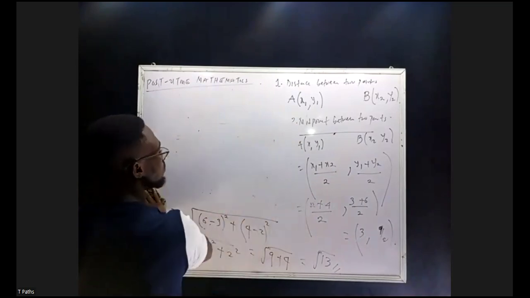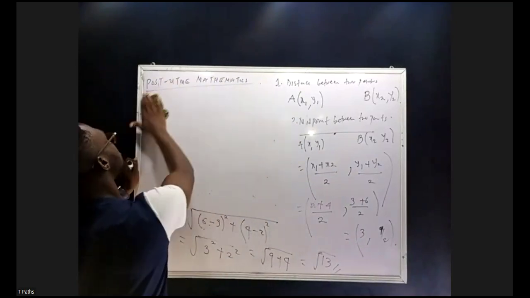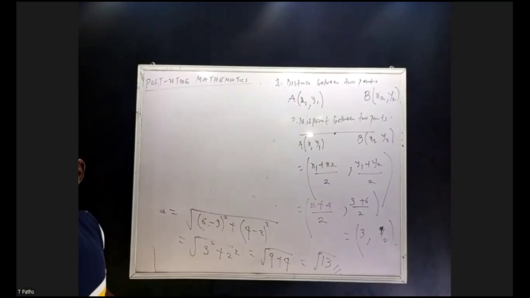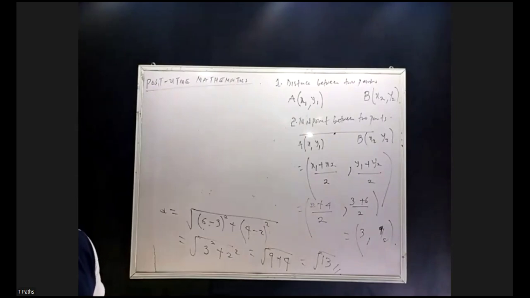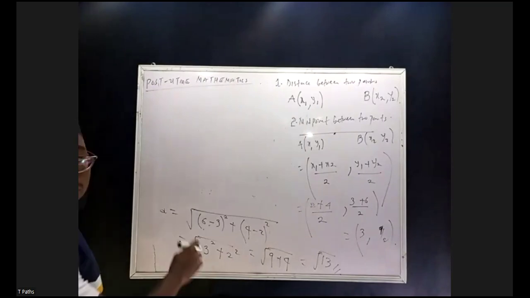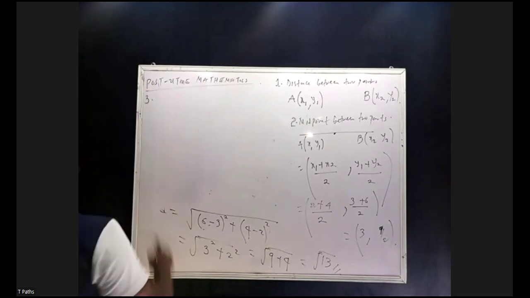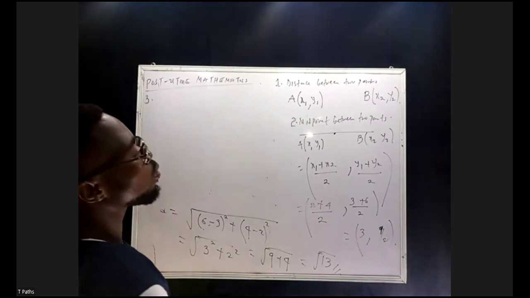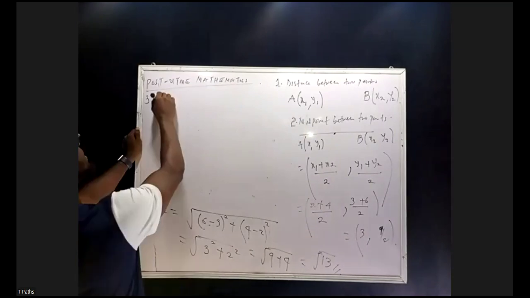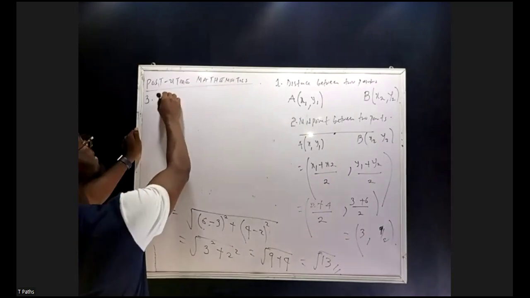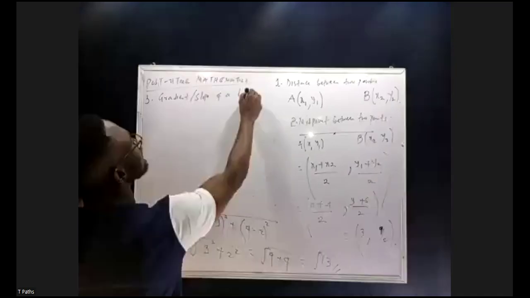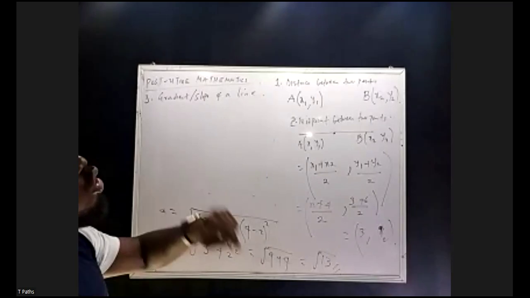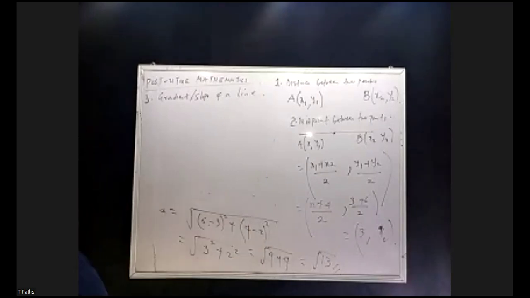The third one is what we call gradient or slope of a line. Gradient or slope of a line. That's the third one. Gradient or slope of a line.